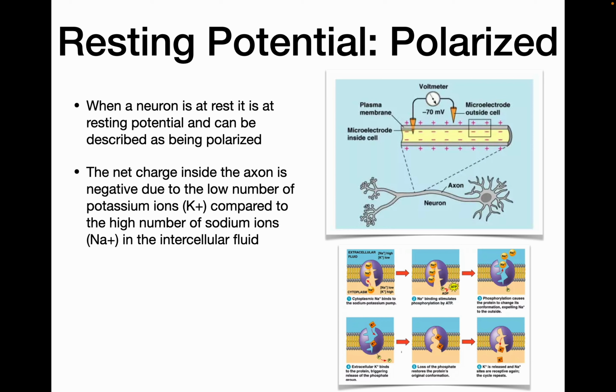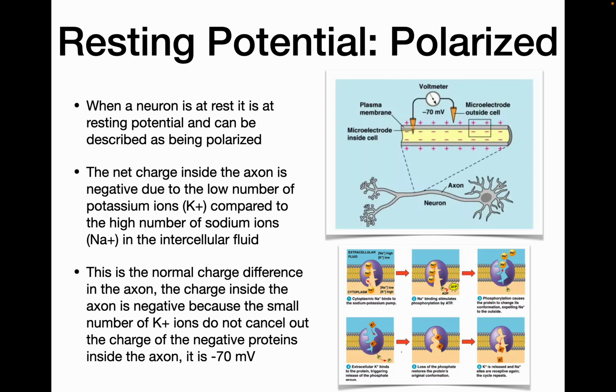So the reason why its charge is negative is because we have a low number of potassium ions, or K+ ions, and a high number of sodium ions inside the fluid. Okay, so potassium ions are going to all be outside here mostly, and sodium ions are inside, but there's not that many of them. But those are both positively charged, so how could it be negative? The reason why it's negative is because there are big proteins inside the axon that are negatively charged, and they are not able to move in and out of the cell. They're stuck. Only the small ions, potassium and sodium, can move in and out of the cell.